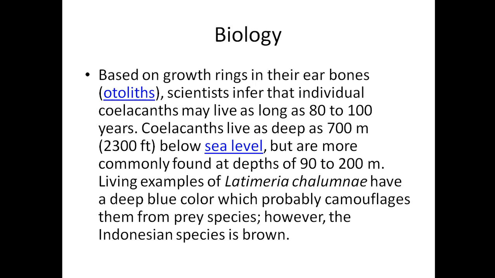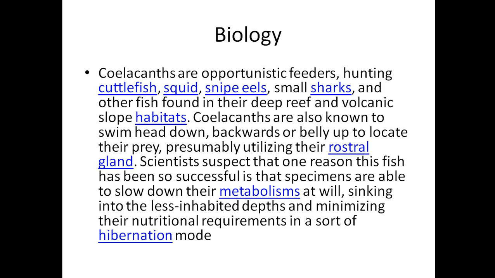The Latimeria have deep blue color. In the blue ocean, they can probably camouflage themselves from prey species, but however the Indonesian species are brown. They feed on cuttlefish, squids, snipes, small sharks, and other fishes in the deep water. The coelacanths, as I have told you, swim head down, backwards, belly up to locate the prey. The rostral organ, the electromagnetic sensor found on their head, helps in locating the prey.